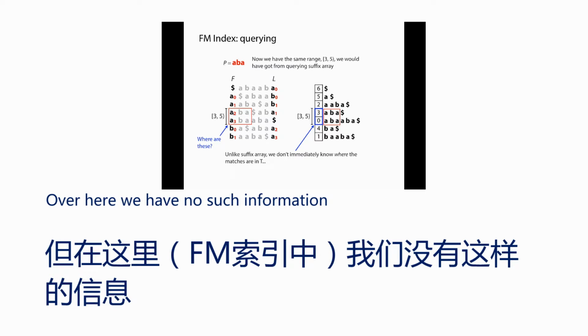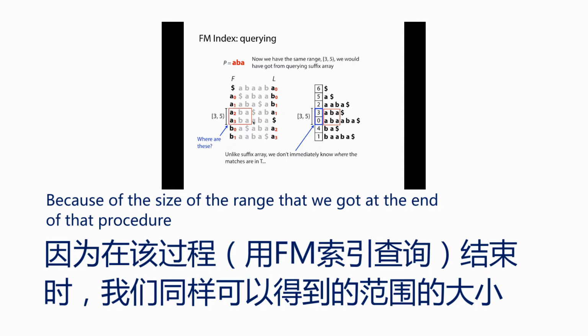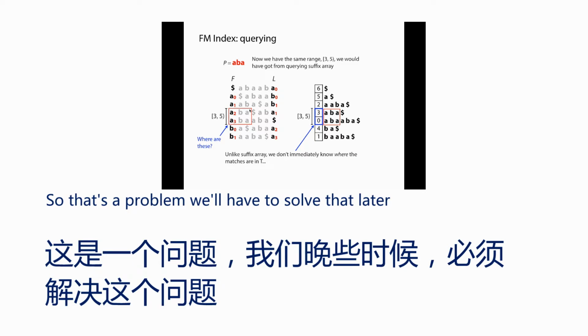Over here, we have no such information. We do not know. We know that we found 2 matches, right, because of the size of the range that we got at the end of that procedure, but we don't know where those matches are. So that's a problem. We'll have to solve that later.